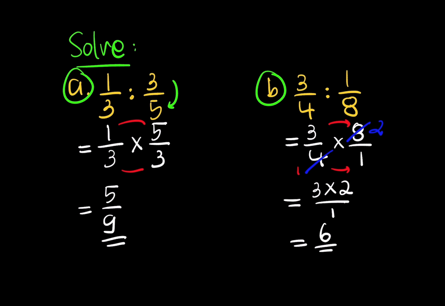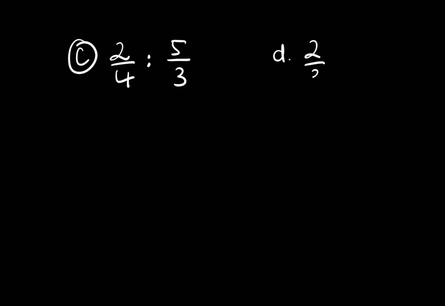Now let's do question 3 and 4, or C and D. C and D, if I have 2 out of 4 divided by 5 out of 3, and then D, we have 2 out of 3, you divide it with 7 out of 3.